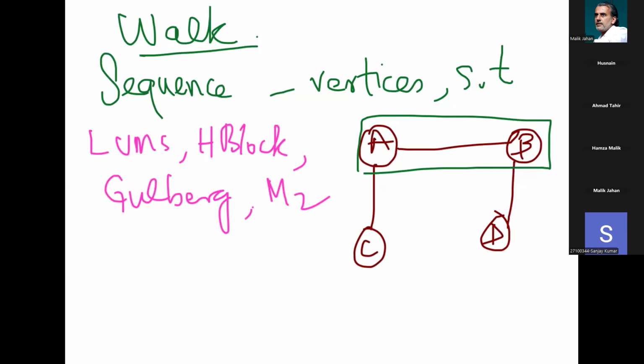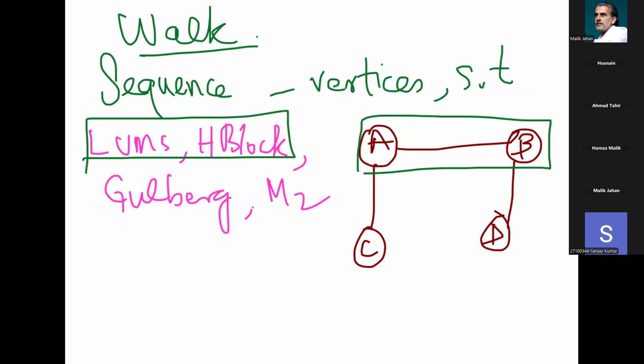So when we say vi comma vi plus 1, if you look at the first pair, Lums comma H block, that means that these two locations must be directly connected on the map. If they're not adjacent to each other, I cannot jump from Lums to H block. In other words, there must be a road, which I'm notating in graphs as an edge. So there must be a road from Lums to H block. That means that Lums and H block are adjacent to each other.